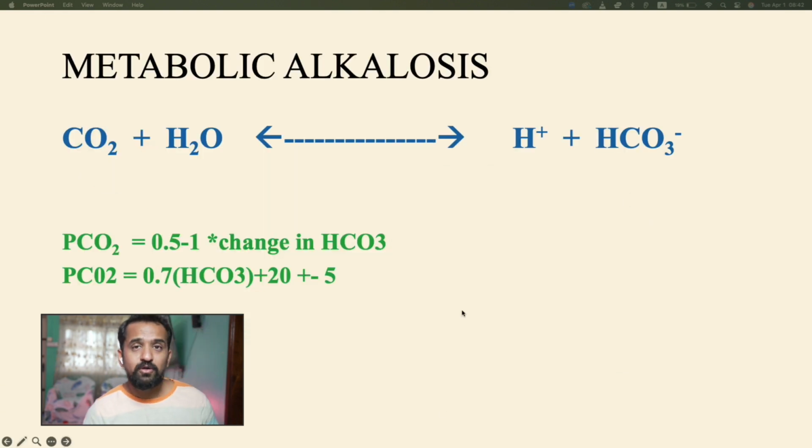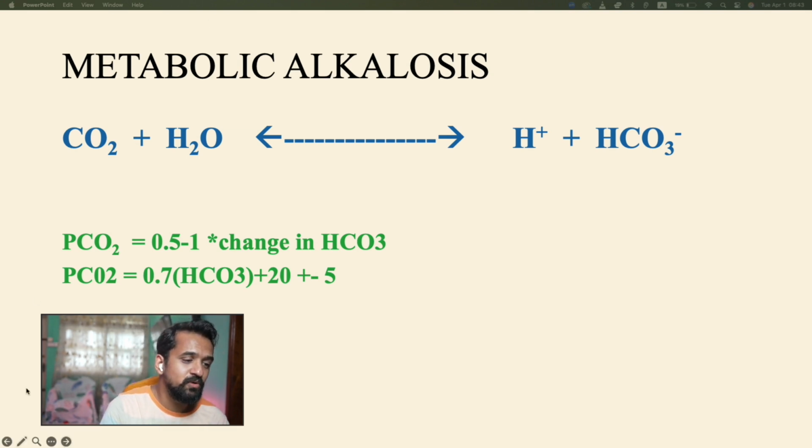Now, we go to the easiest one. This is called the metabolic alkalosis. Metabolic alkalosis means pH is high and your bicarbonate is high. Your CO2 can be low or normal or high, doesn't matter. Metabolic alkalosis: pH is high and bicarbonate is high when you look at the ABG.